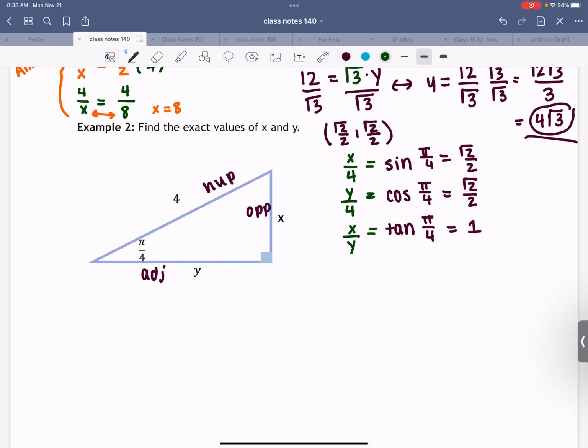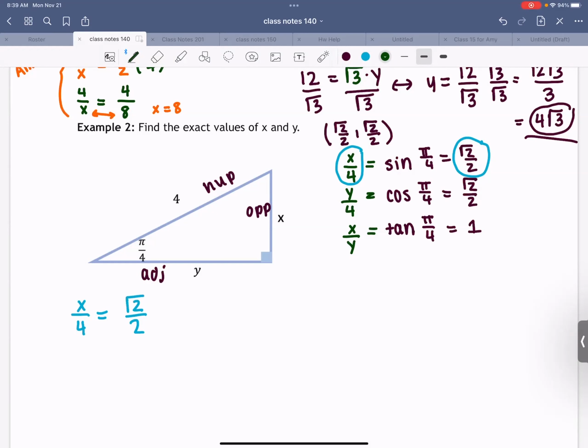Now, which one do you want to start with? Sine, cosine, or tangent? Sine seems pretty good. Cosine would be good. The tangent wouldn't be fun to work with though, because there's both an x and a y. So let's start with sine and cosine. Using this first relationship, I know that x over 4 is equal to root 2 over 2. So let me write that out: x over 4 equals square root of 2 over 2. Does everyone see how I got that relationship? Good. Once we're here, you can either solve it normally, do Ainsley's trick, or cross multiply.